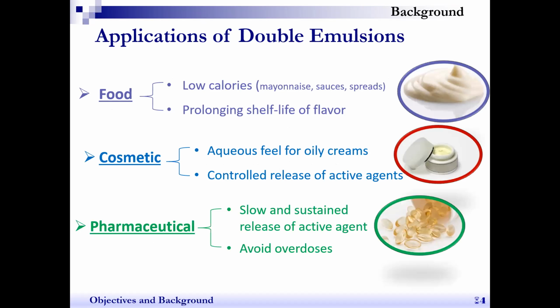The applications of double emulsions can be in many industries, but the main applications are for foods, cosmetics, and pharmaceutical industries. For food, it is possible to prepare low-calorie foods and increase the shelf life of the flavor. For cosmetic and pharmaceutical industries, it is mainly to control the release of the active agent or bringing the aqueous feel to oily creams.